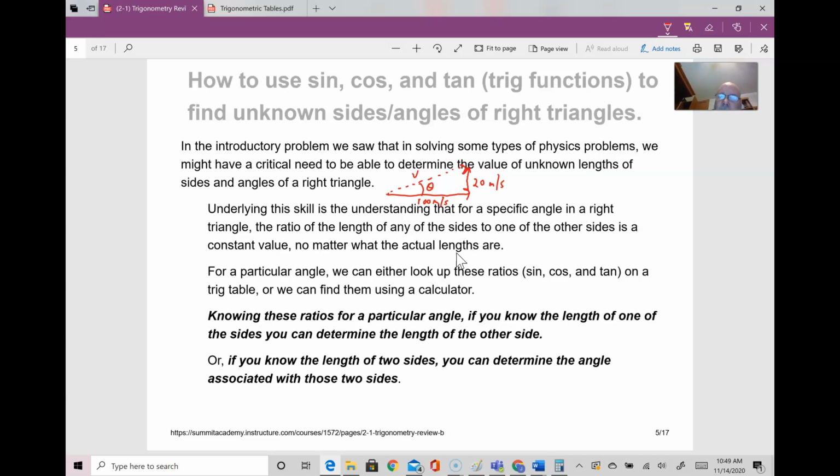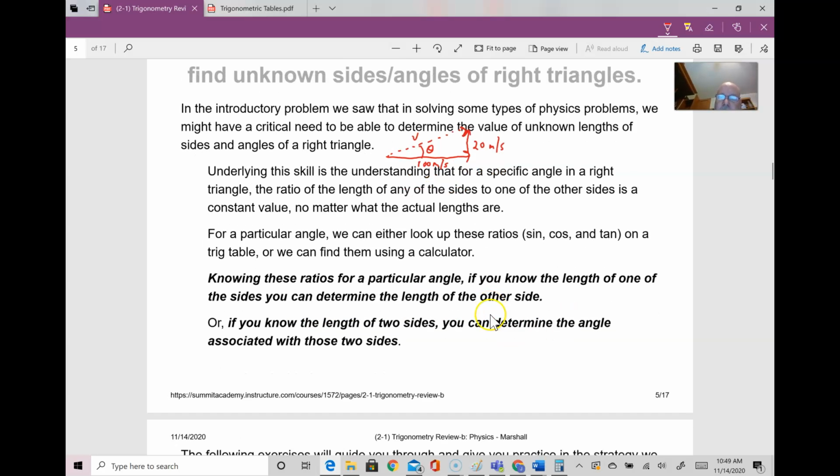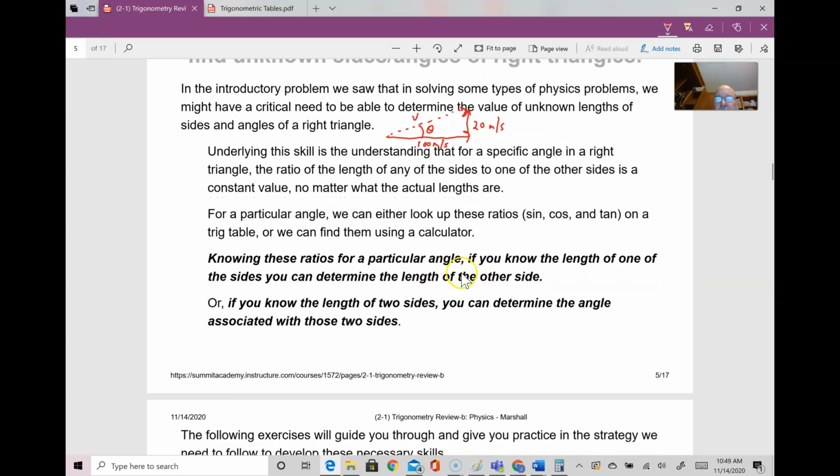So for a particular angle, we can either look up these ratios or we can find them using a calculator. And then knowing these ratios for a particular angle, and here are my two basic uses: if I know the length of one of the sides and the angle, I can find the length of the other side.